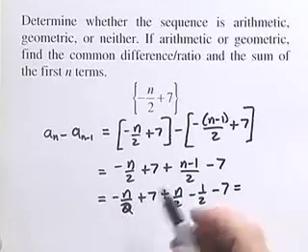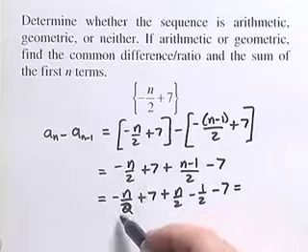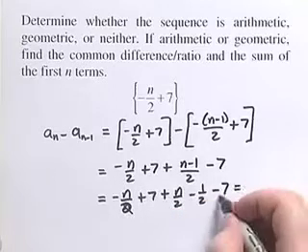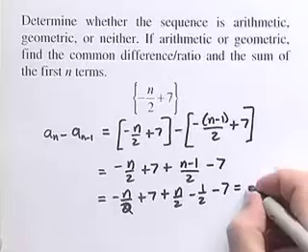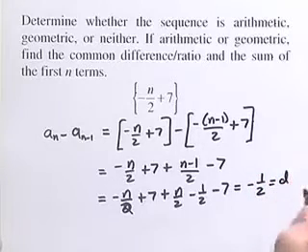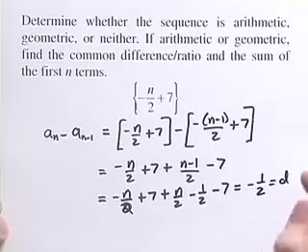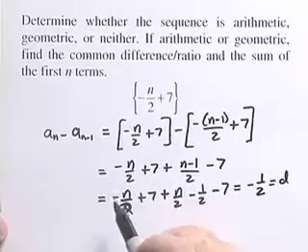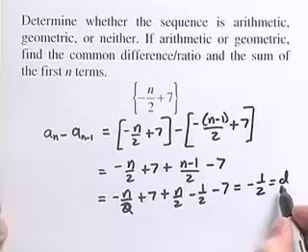So negative n over 2 plus n over 2, those are going to cancel. And we have 7 minus 7, those are going to cancel. We end up with negative 1 half, and that's going to be our common difference d. So this is an arithmetic sequence because we have a common difference.